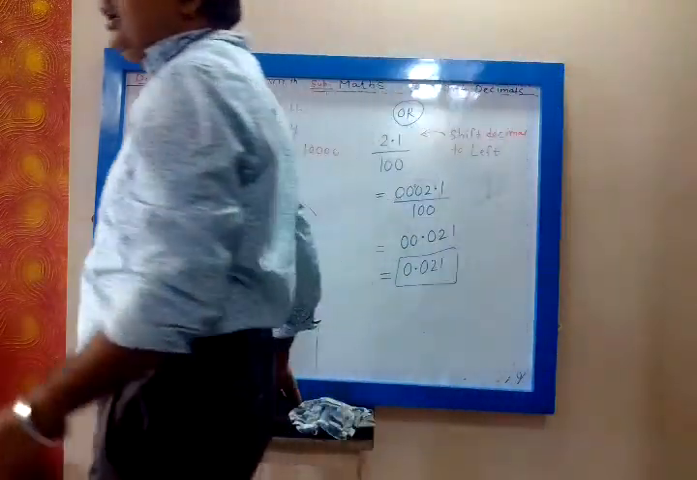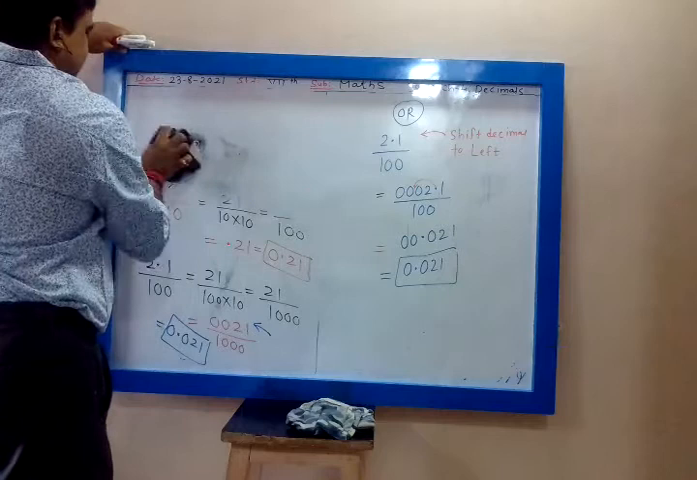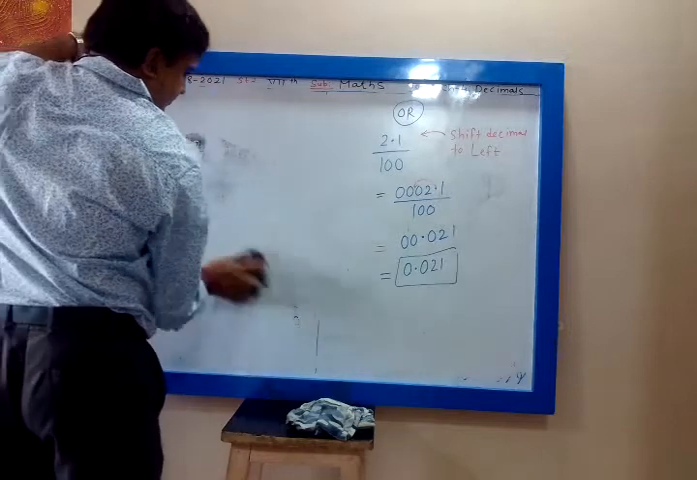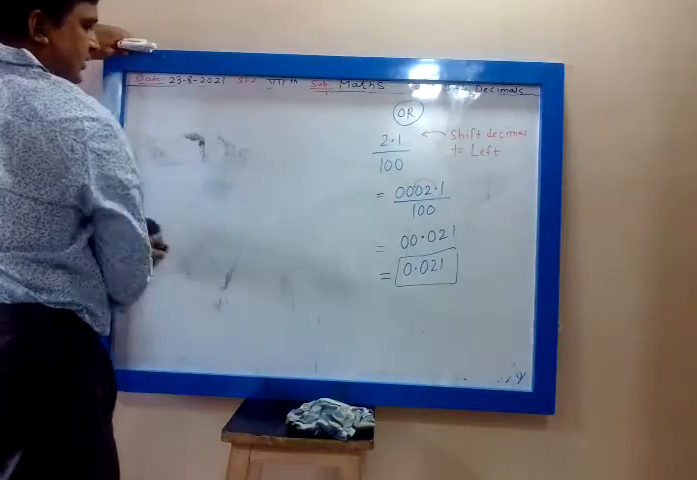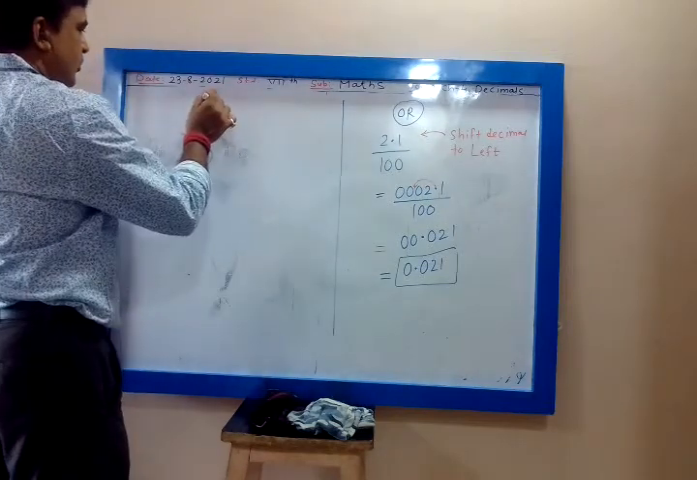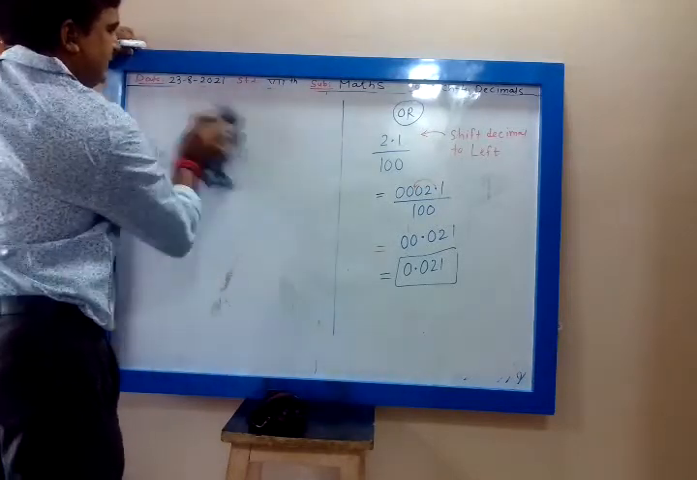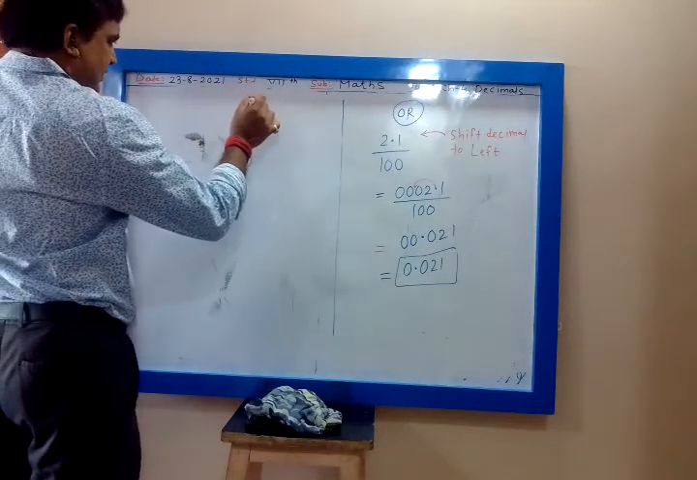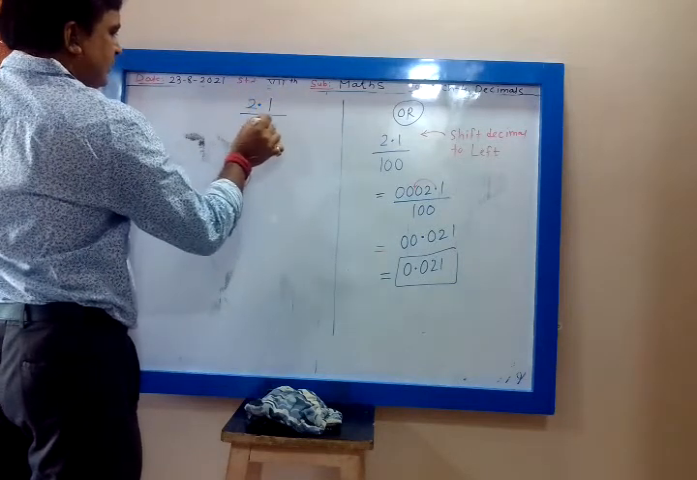Now divide 2.1 by 1000 with this technique. Chalo. 2.1 divided by 1000 with this technique, shifting of decimal. Okay, chalo. 2.1 divided by 1000. Okay.